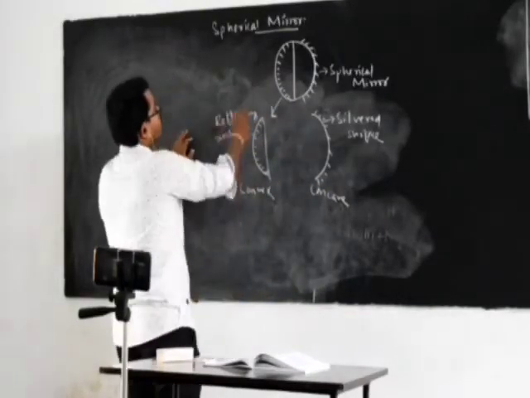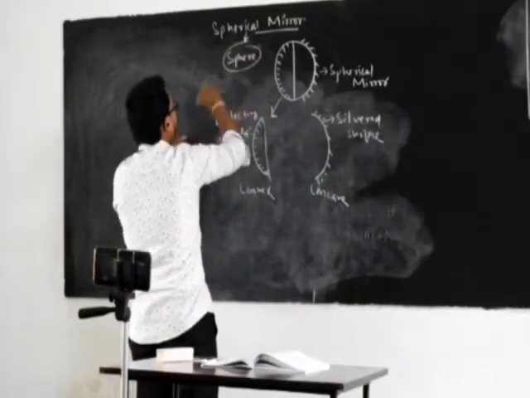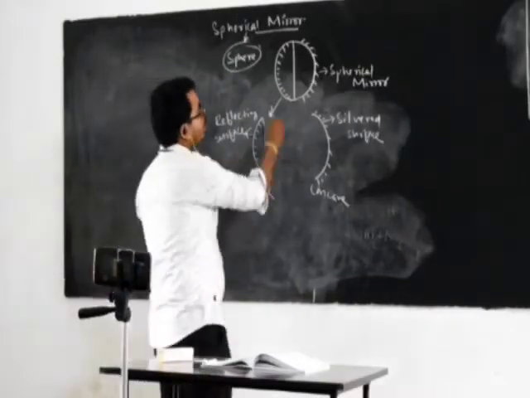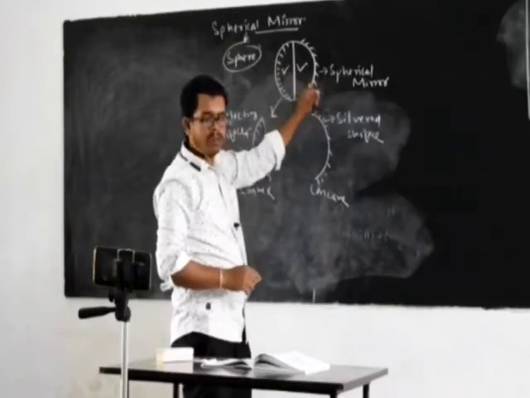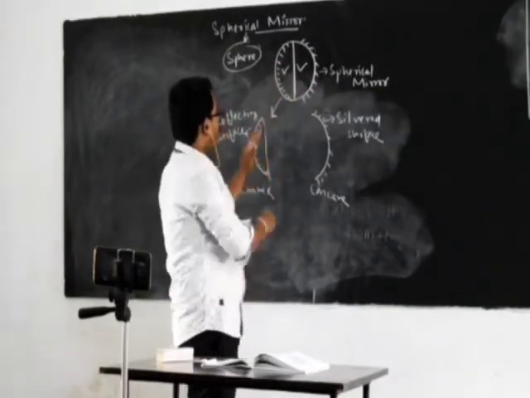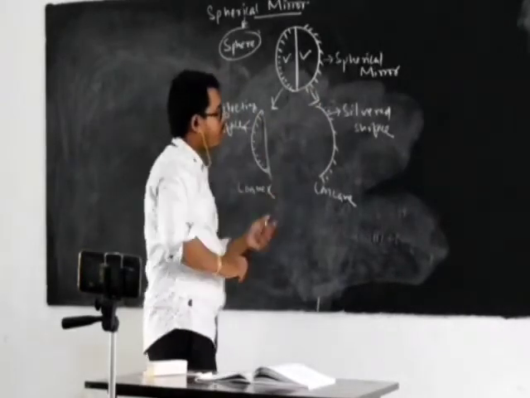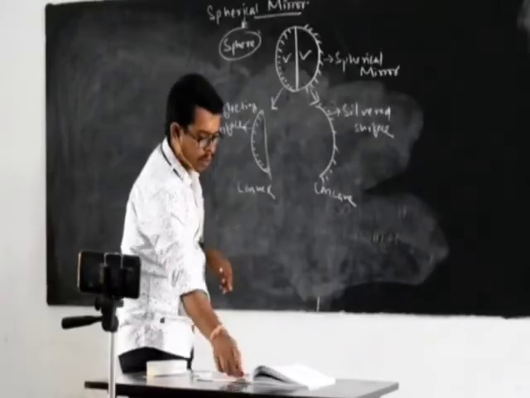This spherical mirror comes from the word sphere. We know about this word sphere. We are taking a ball, a sphere, and here we make two equal parts. We are taking out these two parts, one part is here and another part is here. In one part, this is the other part. In this part, you need the nomenclature.